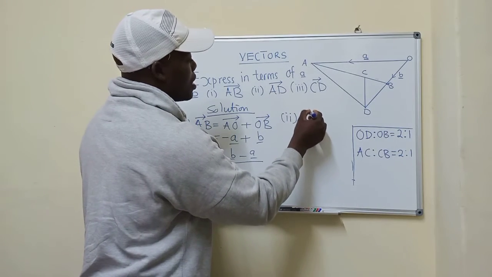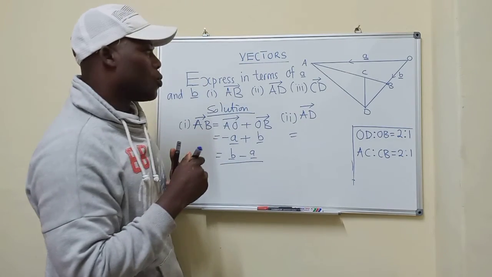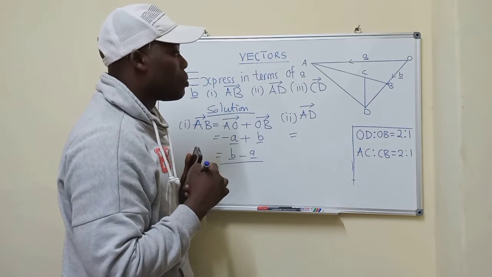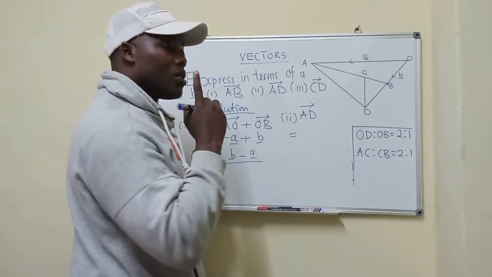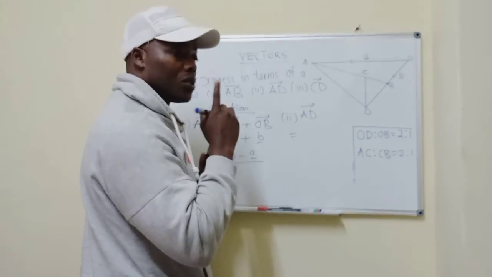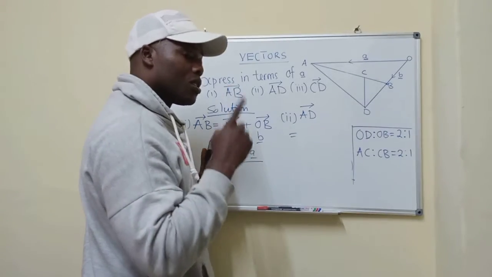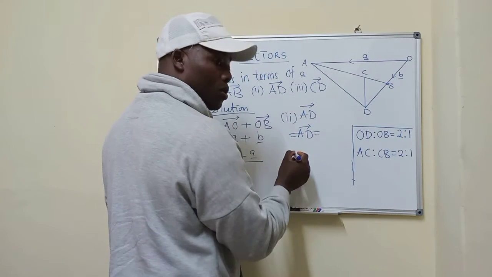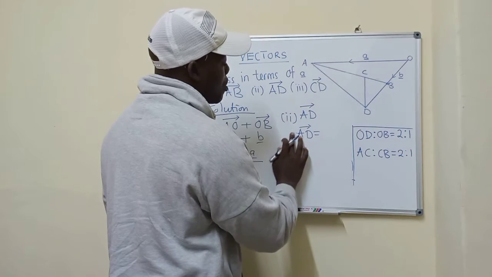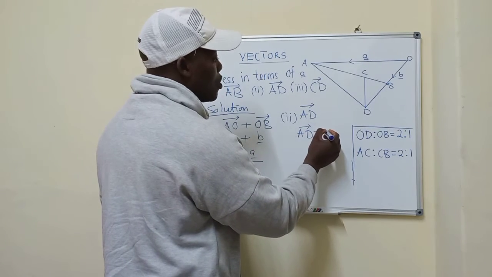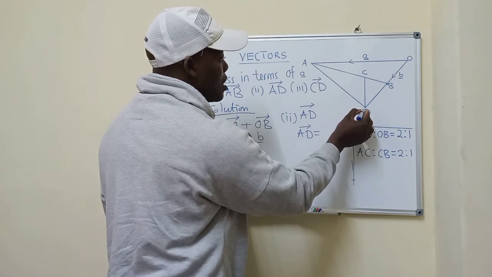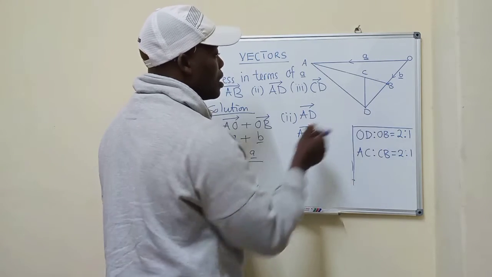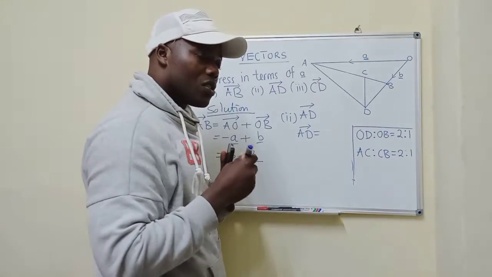Question B, they want us to find vector AD. This is where we need to be very, very careful. Remember, I talked about the vectors, the ratios. So there is a ratio that we need to use. So for vector AD, AD will be equal to AC plus CD. Now look, in terms of picking, this is where you need to be very careful.